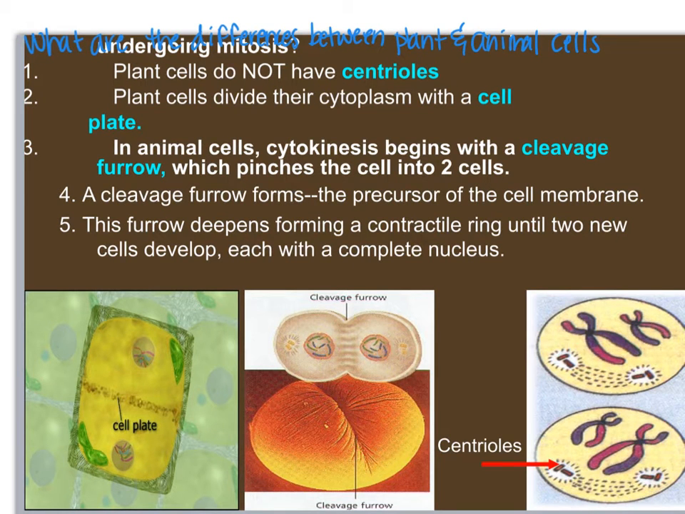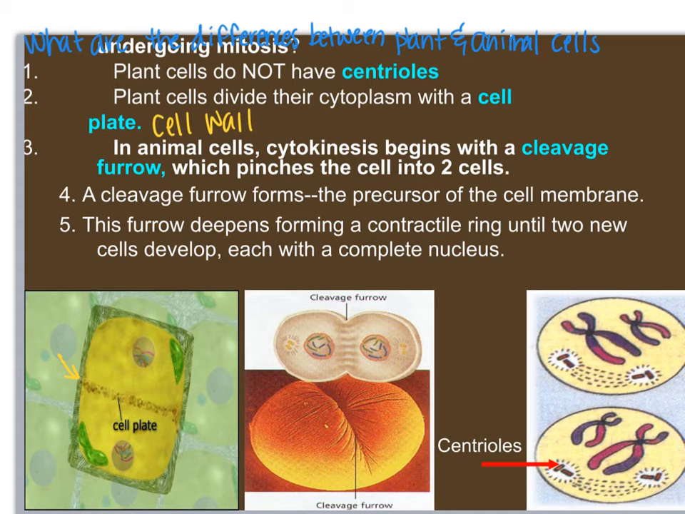So what are the differences between plant and animal cells undergoing mitosis? Well, there are a few key differences. Plant cells do not have centrioles. So all that we've talked about with centrioles, plant cells don't have them. Plant cells have a cell wall. So they divide their cytoplasm with something called a cell plate here. You see it's like a new cell wall forming here. So that is a cell plate. So plant cells have a cell plate. It eventually becomes their cell wall.